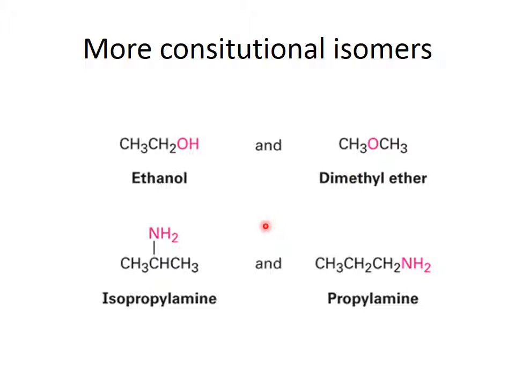If I look at isopropylamine, again, 3 carbons, there are 9 hydrogens. Over here, 3 carbons and 9 hydrogens. This has the same formula as this, but you can see the connectivity is different. The nitrogen is connected to the middle carbon here. The nitrogen is connected to the end carbon here.